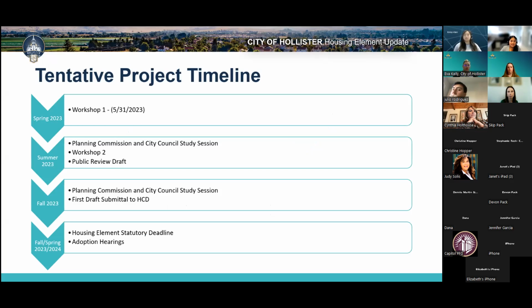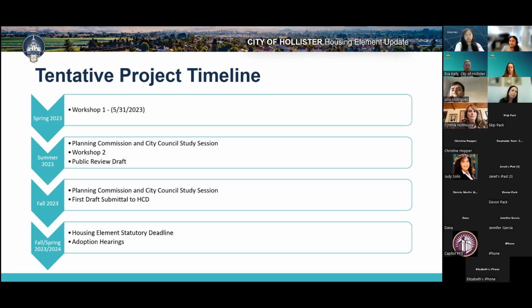So over on the screen now, we have a tentative project timeline. We can see that we are in spring 2023, having the first workshop. Following this over the summer, dates to be determined, we will be having Planning Commission and City Council study sessions, as well as a second workshop. Those will coincide with the release of the public review draft of the housing element. And at workshop number 2, there will be an opportunity for anybody who has had a chance to review the housing element draft itself or has questions on the draft to provide input there.